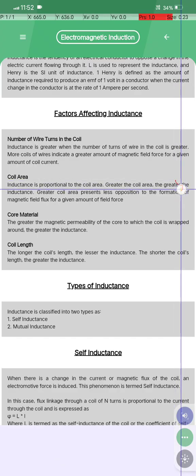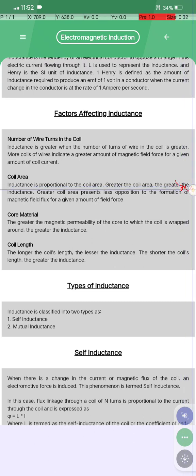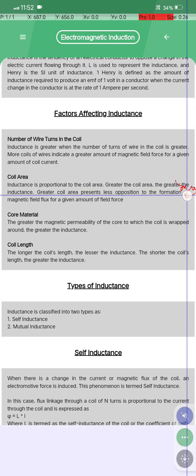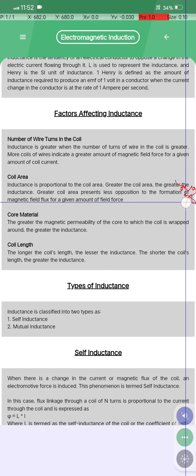Coil area क्या होता है? Inductance is proportional to the coil area. The greater the coil area, the greater the inductance, and the greater coil area presents less opposition in the formation of the magnetic field flux for a given amount of field force, okay.